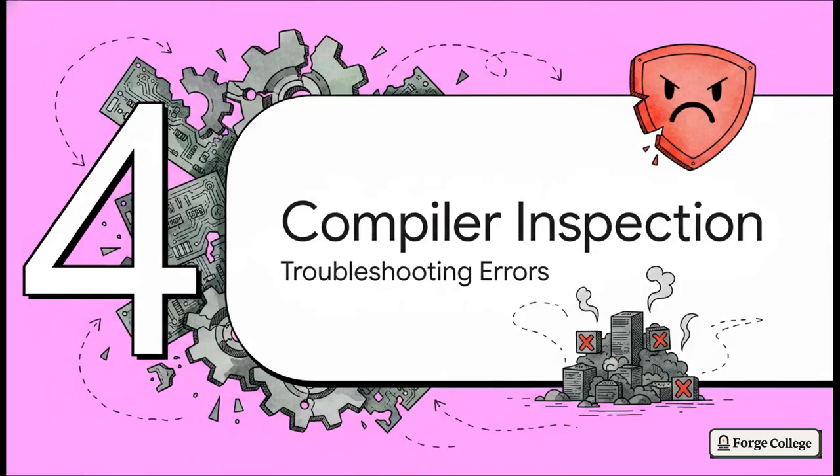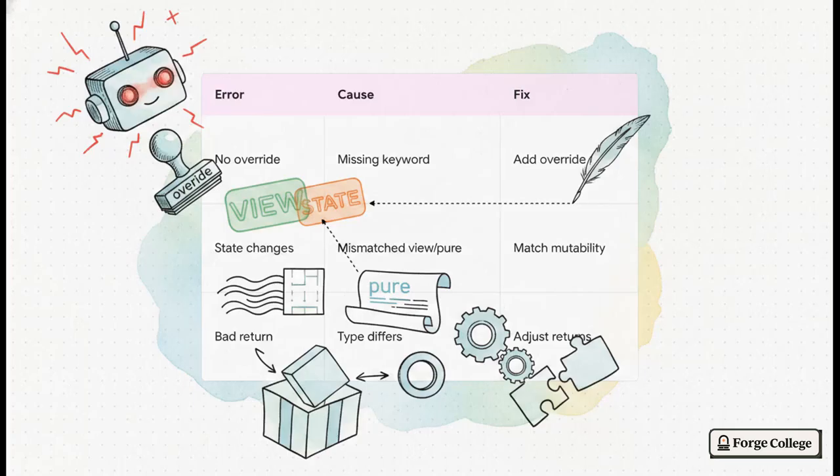Which brings us to section 4, passing the compiler inspection. Let's walk through this super practical diagnostic matrix for when the compiler inevitably starts throwing those bright orange errors at you.